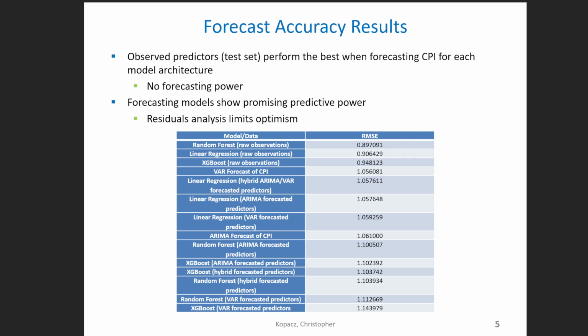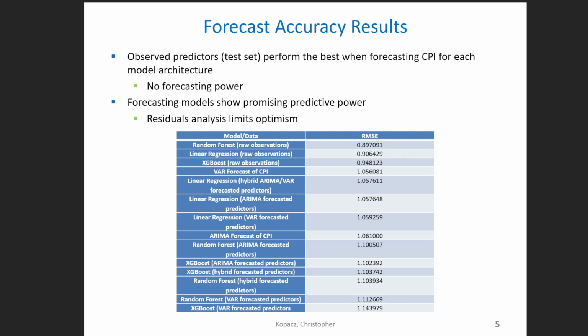which gets to the focus of the project itself, which is to use a two-stage forecast process, where instead of using raw observed predictor values in the forecasting of the CPI, the predictors themselves are forecasted into the future, and then those forecasted predictors are used to forecast CPI.